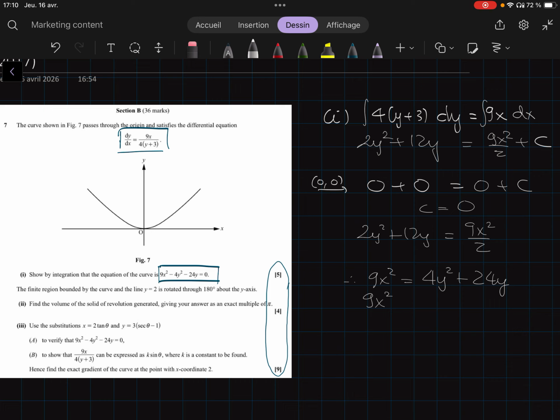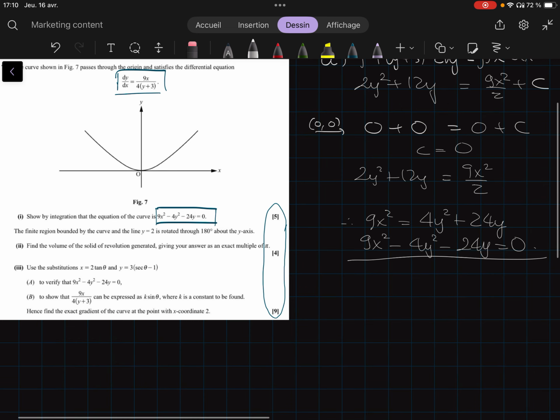Please slow down and show your steps one by one. This is a show that question. So if the examiner is not convinced of your working out, you will lose marks. Part 2.